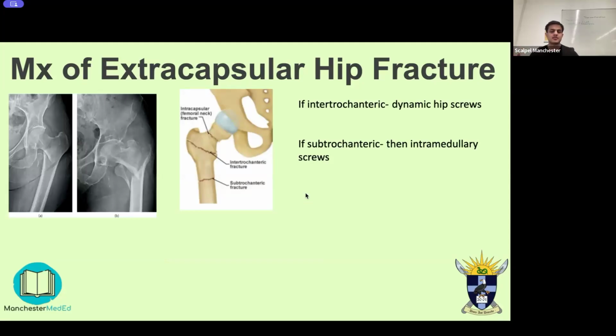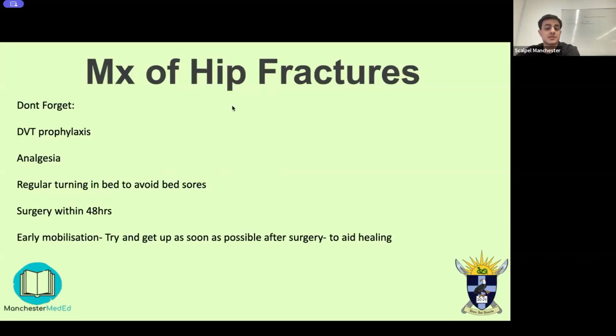If you go for the management of an extracapsular hip fracture, and it's in between the intracapsular line, then you're going to go for something called a dynamic hip screw, which we're actually going to demonstrate on the 6th of December at our Scalpel event. So you should be there. But also, if it's subtrochanteric, then you're going to use intramedullary screws. I think the picture on the left over here on A is an intertrochanteric, and the picture on the right is more subtrochanteric.